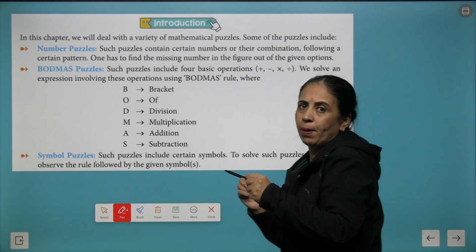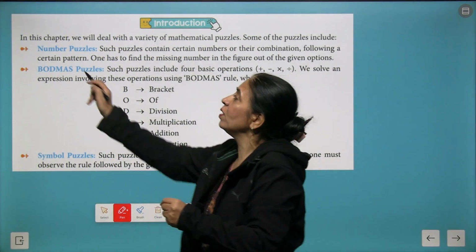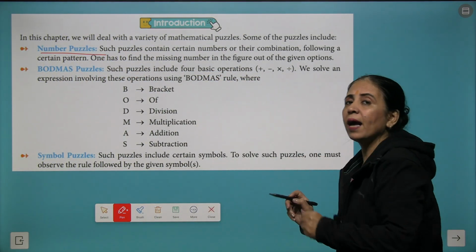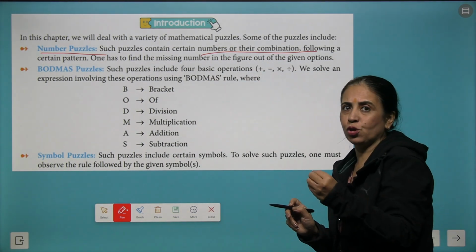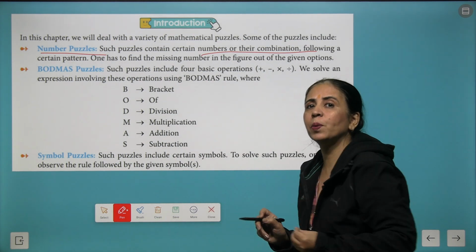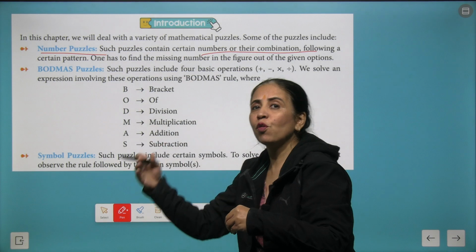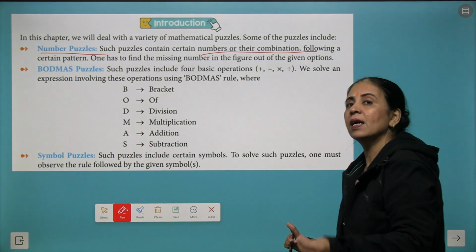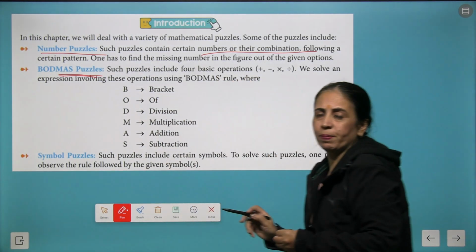So when you talk about solving the questions based on mathematical operations, the first category of questions you get is number puzzles, and it contains certain numbers or the combination of numbers, and in between some of the numbers are missing and you have to find, following the pattern, following the series, which number will take that place. Second category of question will be based on BODMAS puzzles.